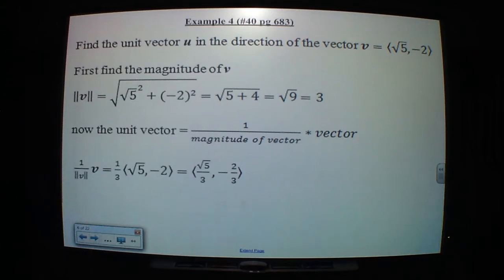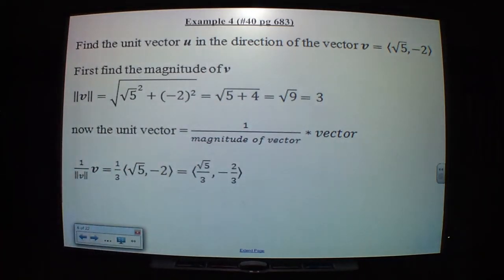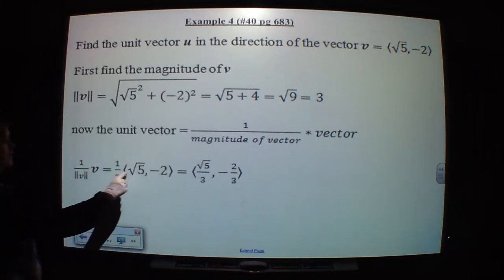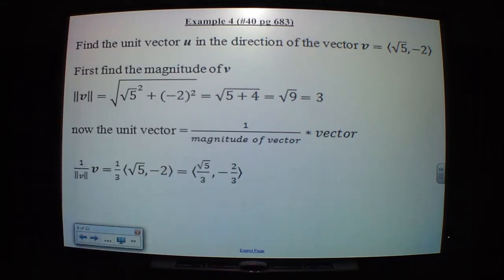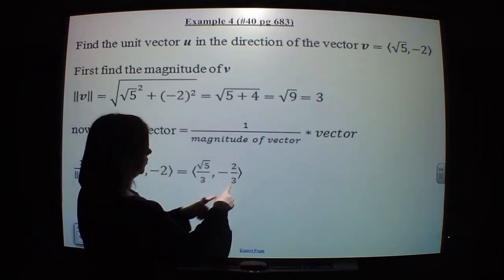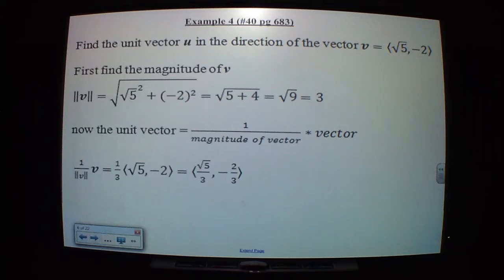So now the unit vector is always 1 over the magnitude, which is 3, times your vector, and your vector is radical 5, negative 2. So I'd have radical 5 over 3, negative 2 over 3. So there is a unit vector. If I go radical 5 over 3 to the right, and 2/3 down, the length from 0, 0 to that point would be 1. It's a unit vector, a length of 1.